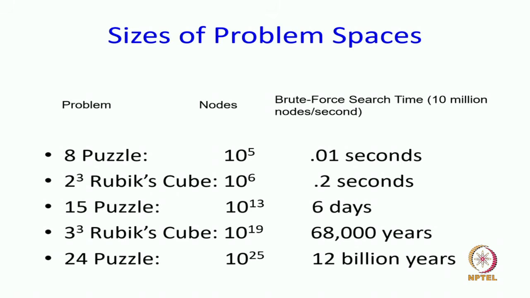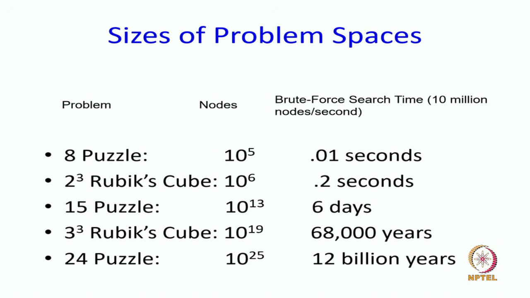We can't do this. So, 8 puzzle 0.01 seconds, 2 by 2 by 2 Rubik's cube 0.2 seconds, 3 by 3 by 3 Rubik's cube, if you do not give me any information, if you do not give me an admissible heuristic or any heuristic, 68,000 years. That is why Rubik's cube is supposed to be a difficult problem, at least. 24 puzzle, just an extension of 8 puzzle to 5 cross 5, 12 billion years.